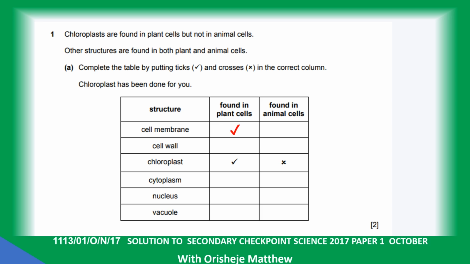Cell membrane is found both in plant cell and animal cell. Cell wall is only found in plant cell but not in animal cell. Cytoplasm is found in plant cell and animal cell. Nucleus, plant cell, animal cell. Large vacuoles are found only in plant cells but not in animal cell.